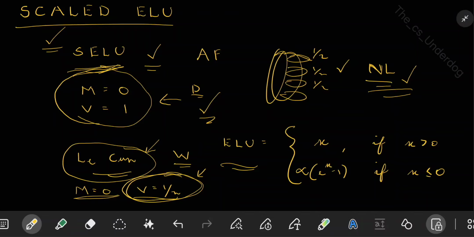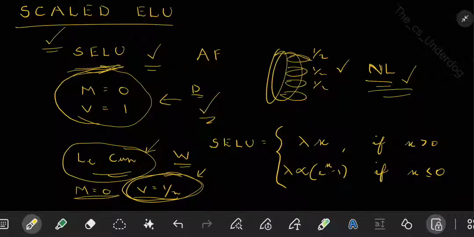When you convert it into SELU, or scaled exponential linear unit, what changes is you have a scaling factor lambda in front. So there is no other change. The only change is an additional scaling factor that you call lambda. What should be the values of this lambda and alpha here?